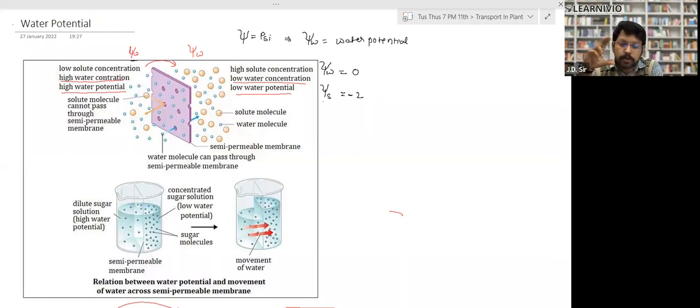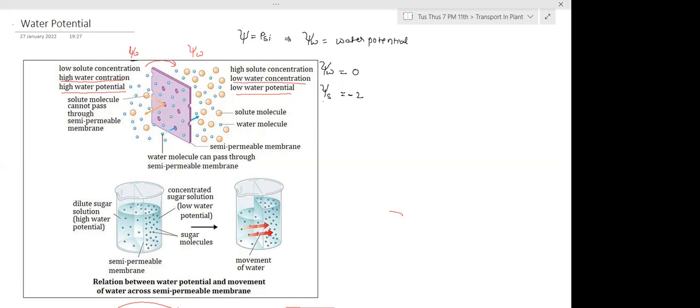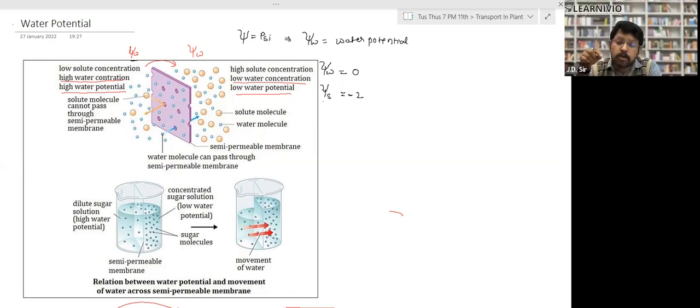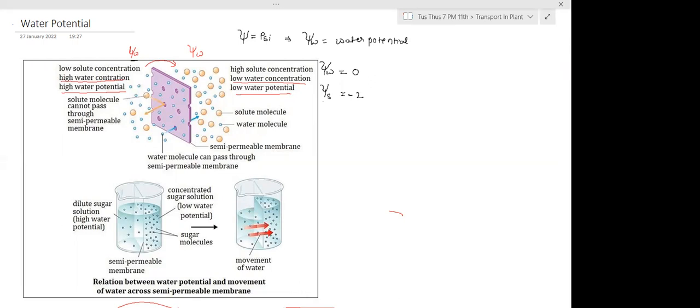Suppose you have one glass of pure water. This has the maximum energy of water molecules, and what you call it is psi w, and that is 0. Now your sister came and put one spoon of sugar in it. Those sugar molecules will start colliding with water molecules and decrease the energy of the water molecules. What do you call that decrease in energy? Solute potential, because the energy of the water molecules decreased due to the solute. Is it clear?